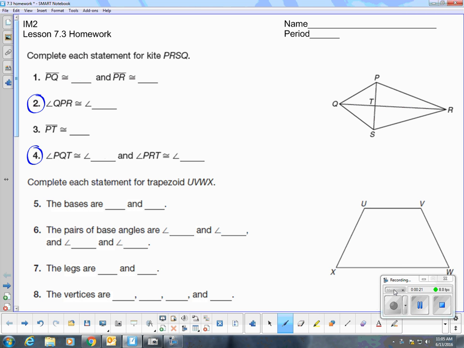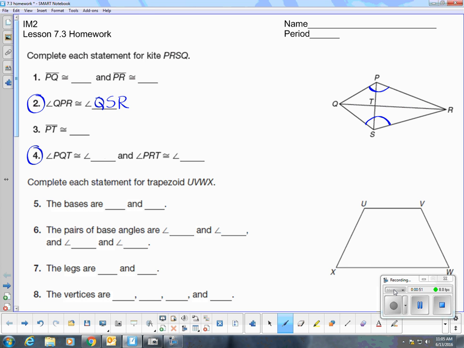All right. In this diagram of this kite, angle QPR is this entire angle right here, and that angle is congruent to the angle opposite, angle QSR. And that's one of the properties of a kite. Opposite angles, actually not full pairs, just these two opposite angles are congruent.